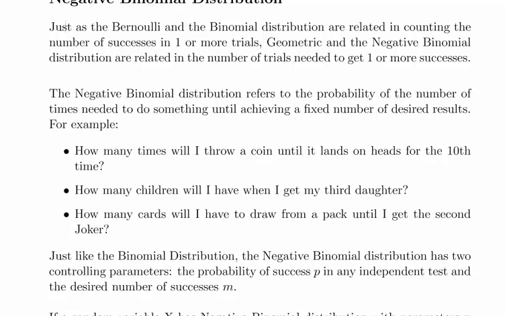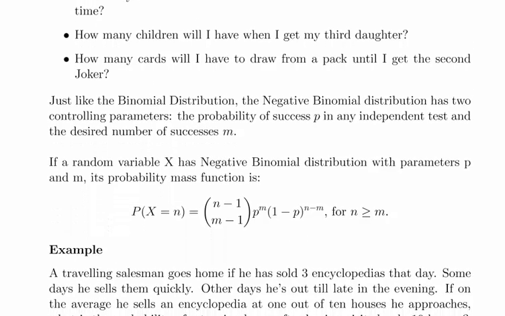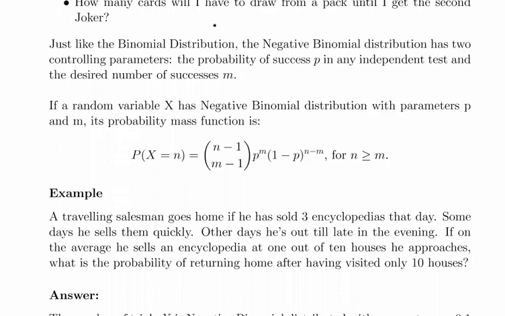Okay, so there's two controlling parameters, just like in the binomial distribution. They are the probability of a success, P, in any independent test, and also the desired number of successes. Here I'm calling it M. I'm being deliberately awkward actually, because in other videos I'm going to call it R and S. The reason for that is, unfortunately, statistical notation is not consistent, and I might as well give that reality to you.